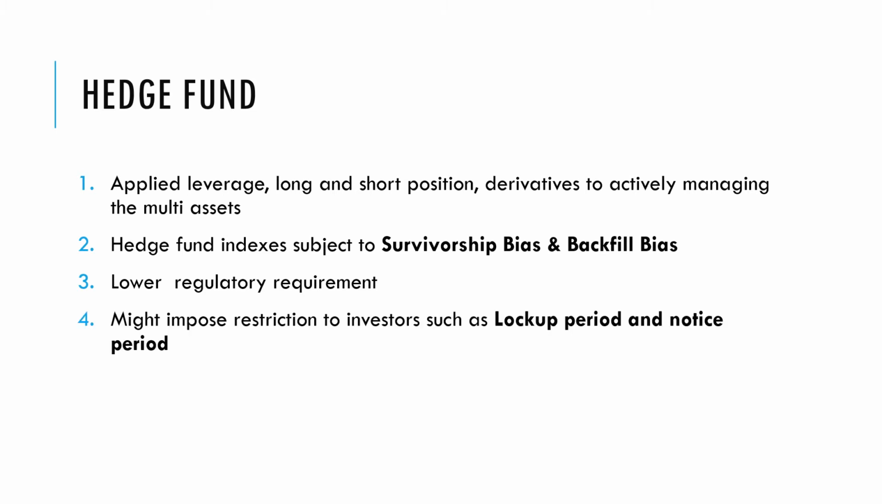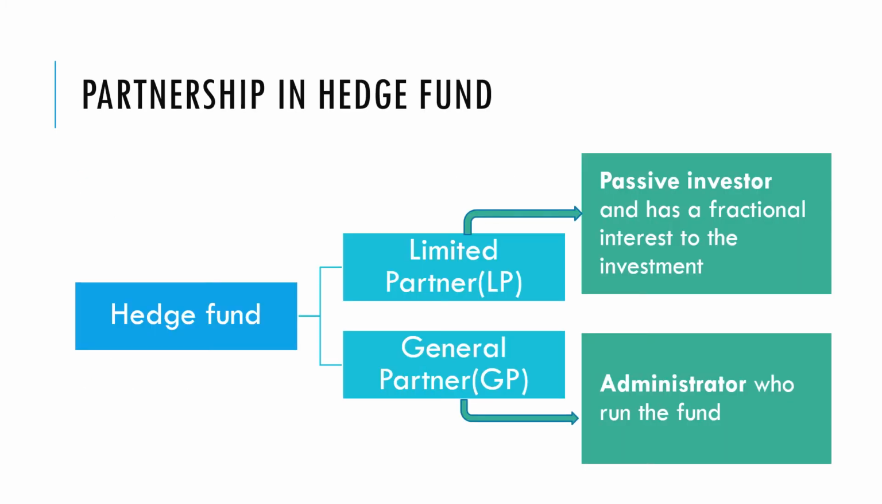The hedge fund manager would impose restrictions such as a lockup period or notice period as the condition to redeem investment. Transparency is generally limited, and therefore the performance benchmark is to generate an absolute high return. Limited partner (LP) is the passive investor and does not participate in the investment. Meanwhile, general partner (GP) is the fund administrator.